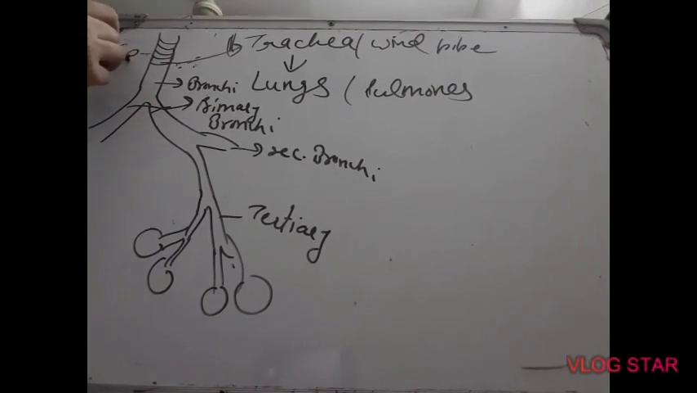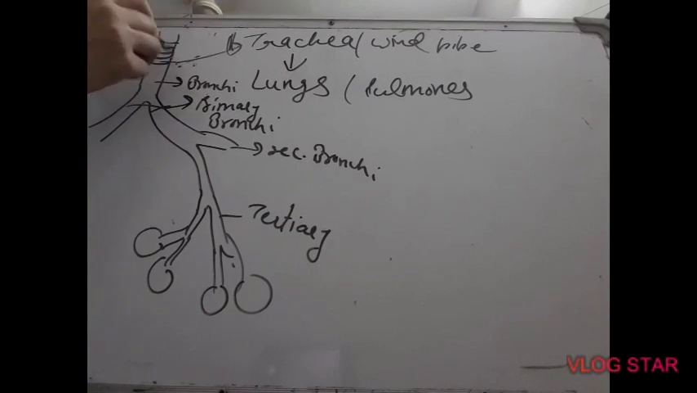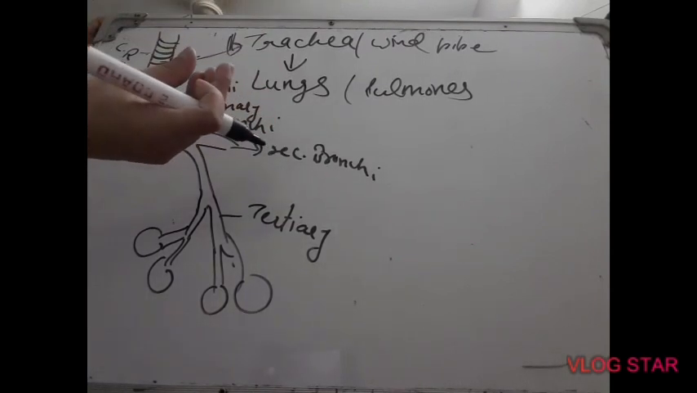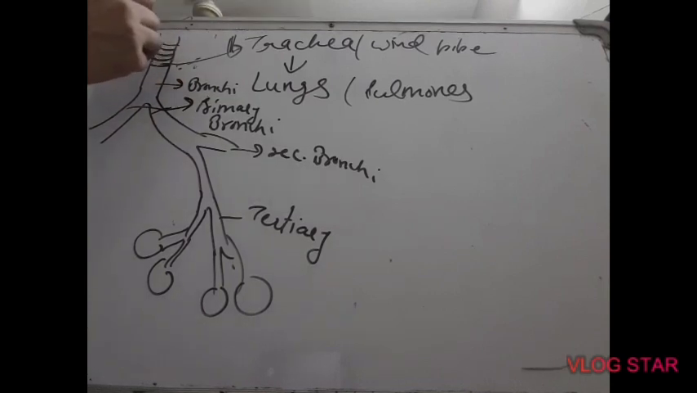Why are cartilaginous rings found? They prevent the collapsing of the windpipe. Otherwise, it will collapse. So this prevents the collapsing of the windpipe. To prevent its collapsing, it has half-semicircular or semicircular rings which are made up of cartilages.